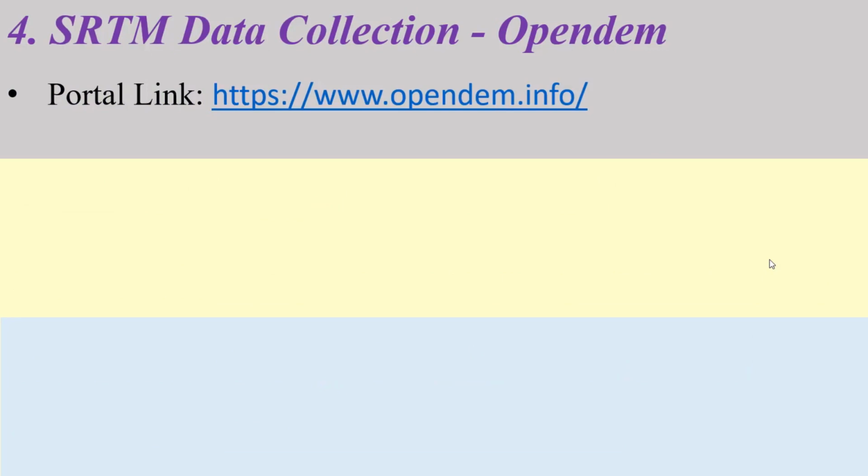The fourth one is collection of SRTM data from OpenDEM portal. SRTM stands for Shuttle Radar Topographical Mission. Earth surface elevation information was collected by Shuttle Radar Topographical Mission in the year 2000. The data was collected for the regions from 56 degrees south latitude to 60 degrees north latitude, and this information is given in the form of contours. The web link for the page is mentioned here. You can use it to go to web page.